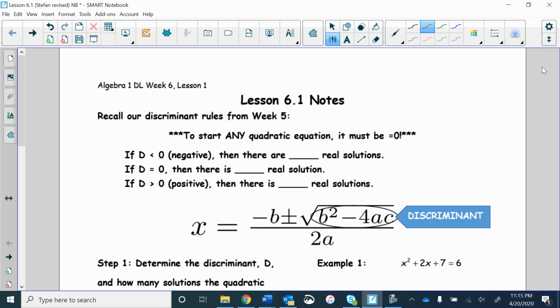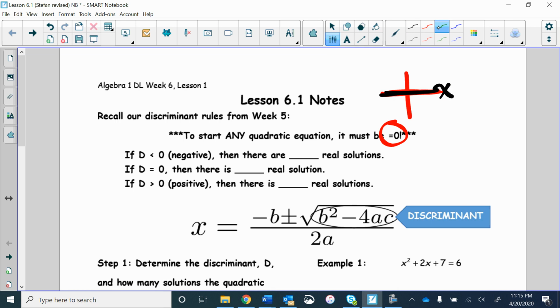We're going to go through the quadratic formula, which is another step after the discriminant. So, a quick review from week 5. When we start with a discriminant, we always want our equation to be equal to 0. Remember, on the axis, we're looking for intercepts on the x-axis, so we always want y to be 0, or the equation to be 0.